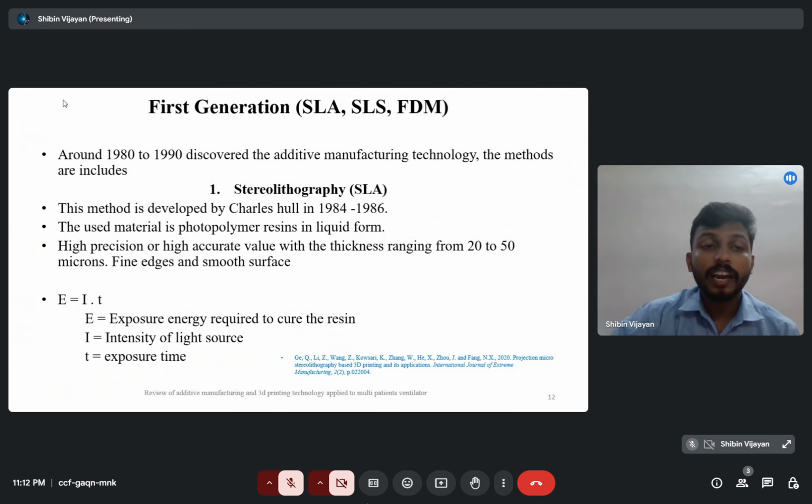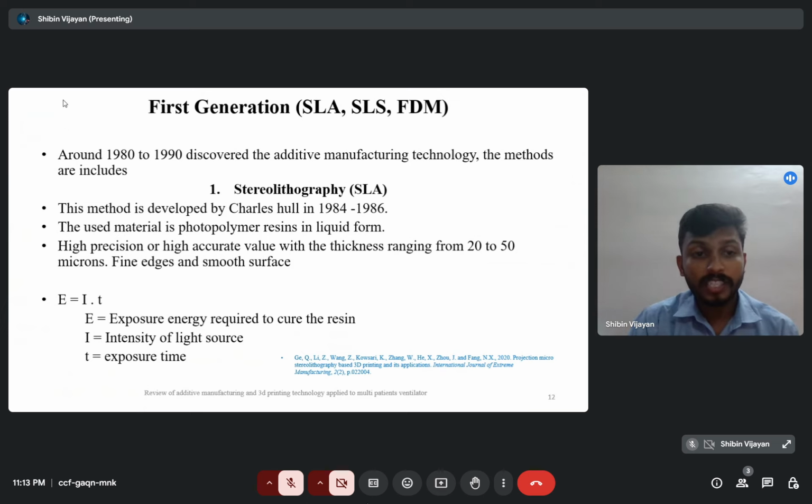The first generation, around 1980 to 1990, discovered additive manufacturing technology. Methods include stereolithography, a method developed by Charles Hull in 1984 to 1986. This uses photopolymer resin in liquid form. It has high precision, with a thickness ranging from 20 to 50 microns, fine edges and a smooth surface.